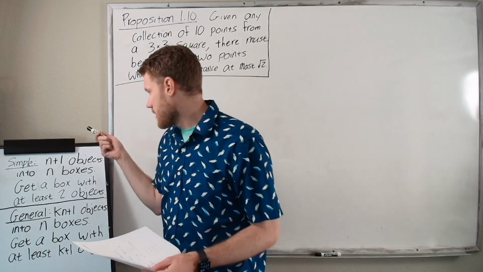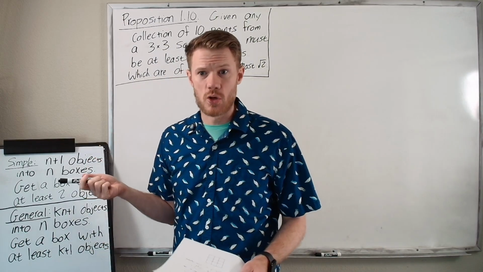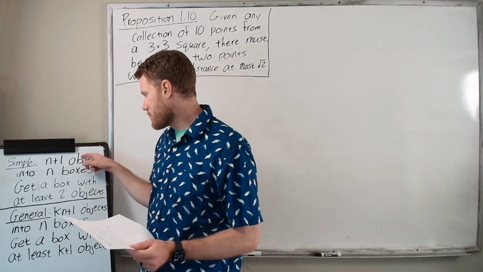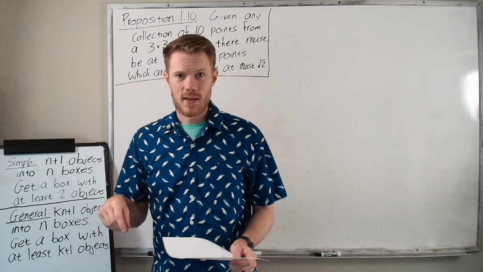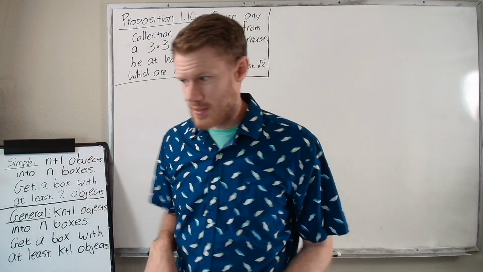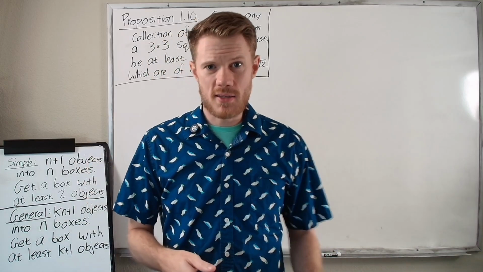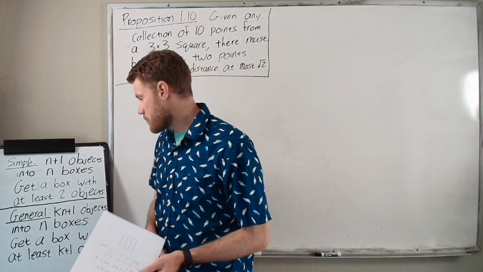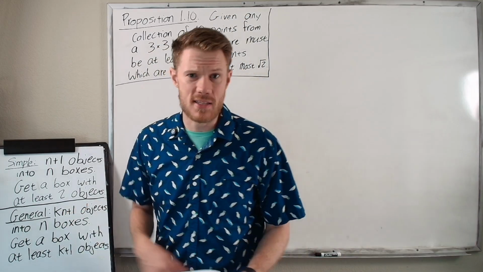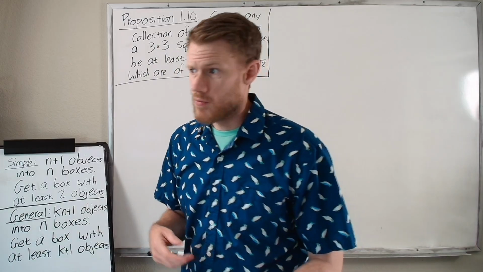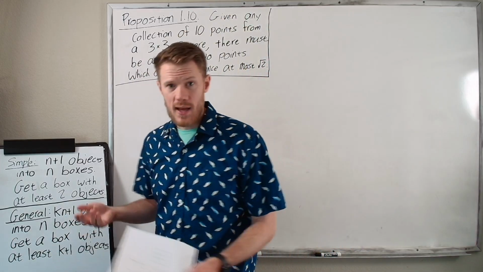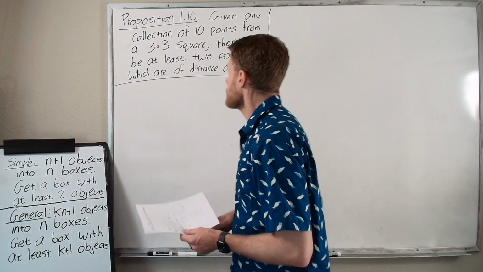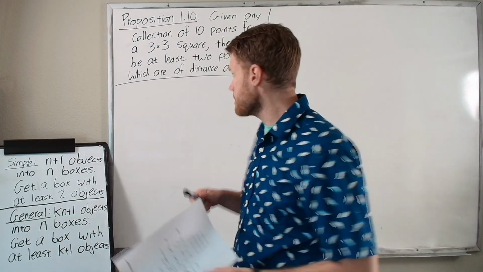We have two forms of the Pigeonhole principle here. The simple form says if you have more objects than boxes, and you put all the objects in the boxes, then at least one of the boxes must have at least two things in it. The general form says if you have more than k times as many objects as boxes, then one of the boxes must have at least k plus 1 objects in it. Okay, so that's the way to think about it. At least that's the way I like to think about it.